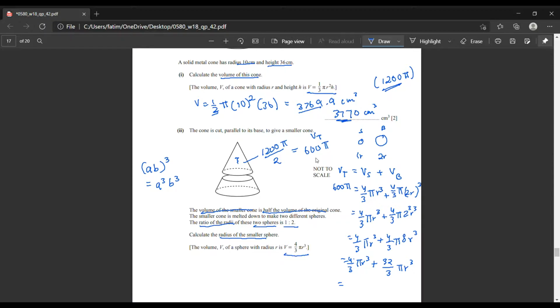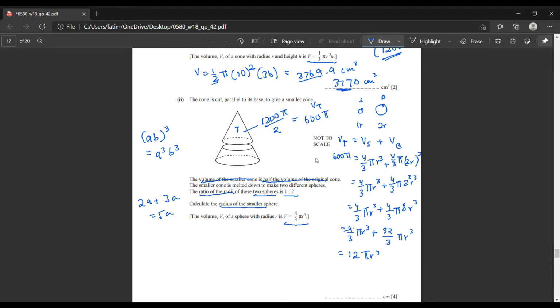I can add these two because the variables being multiplied are pretty much the same thing. It's like 2a plus 3a, and that's 5a, right? But in this case, it's 4 by 3 pi r cube plus 32 by 3 pi r cube. So 4 by 3 plus 32 by 3 is 12. So 12 pi r cube is equal to our total volume, which was 600 pi. Now 600 pi divided by 12 pi will give me the r cube value.